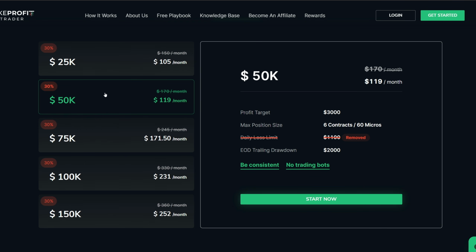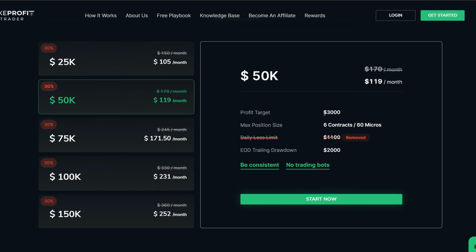Now, the 50K account size with Take Profit Trader, I do like this account size. We get $2,000 of drawdown, so only $500 more of drawdown. We have a profit target of $3,000. So if you look at that profit to drawdown ratio, not nearly as good as what we saw in the 25K account. Now, with this account size, I can trade 6 contracts or 60 micros. So for me, I feel like I get a little bit more flexibility with this account size, with the ability to adjust my position size within different types of trades that I like to personally trade.